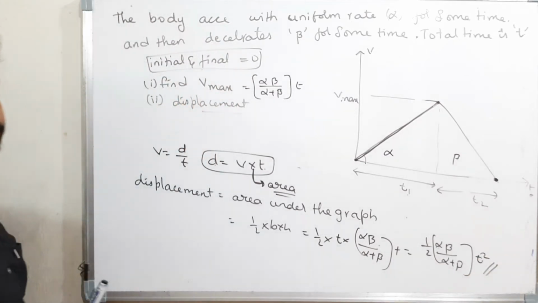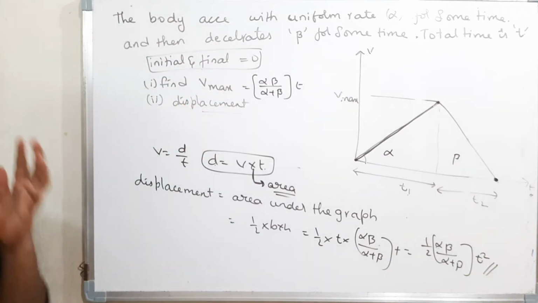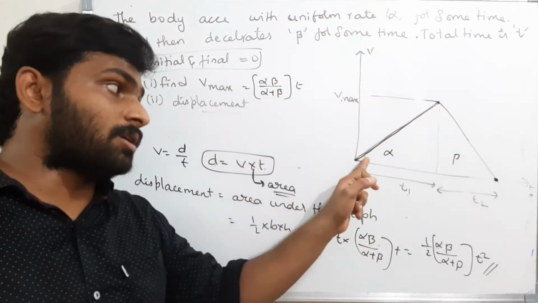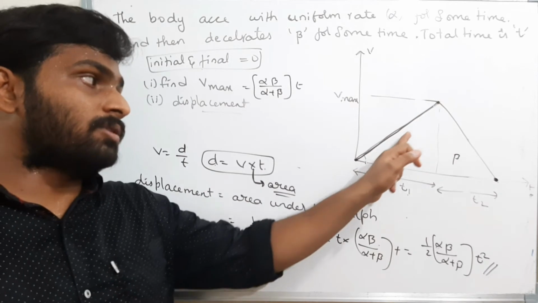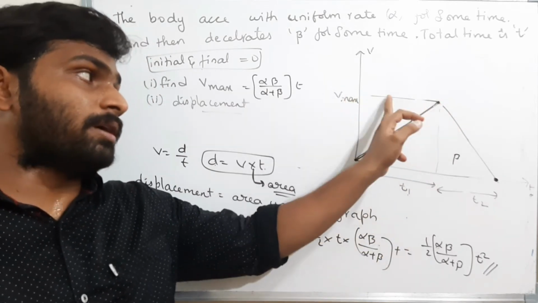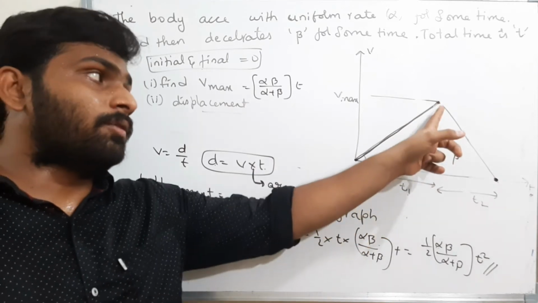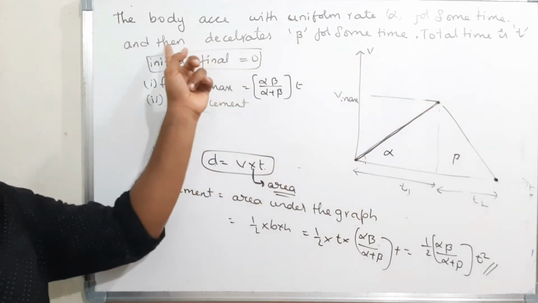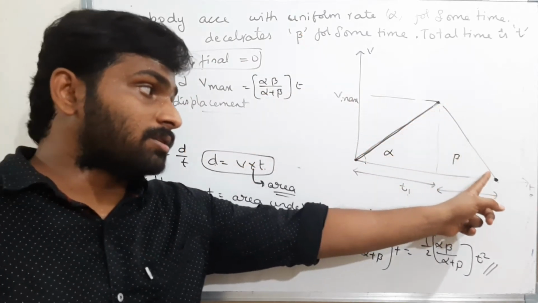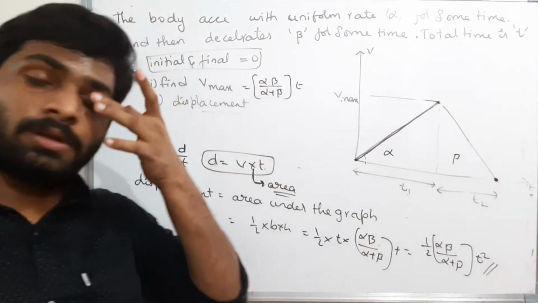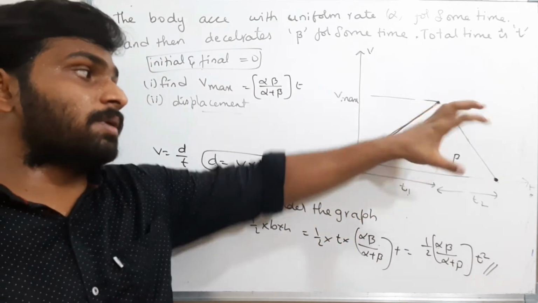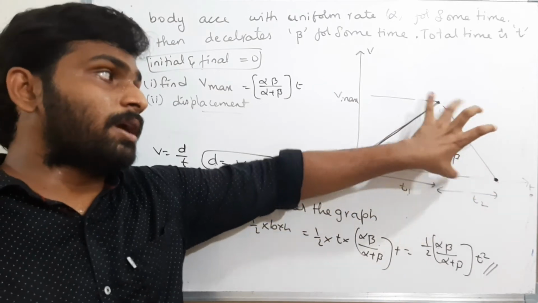That is the answer. See, simple uniform acceleration. That means for a Vt graph, uniform acceleration is a straight line. Now the velocity gradually increases and reaches the maximum point, that is Vmax, in time t1. After reaching Vmax, the body decelerates with the rate beta. That means the velocity gradually decreases and becomes 0 in a time t2. Now, what is alpha? Alpha is acceleration. Acceleration is velocity by time, that is Vmax by t1. What is beta? Vmax by t2.